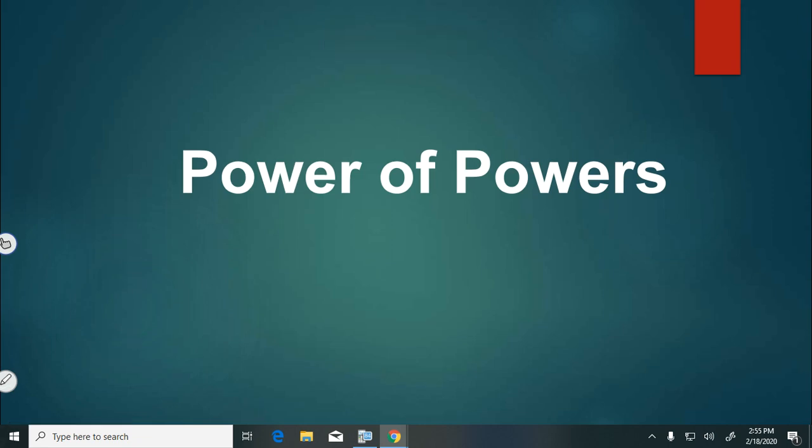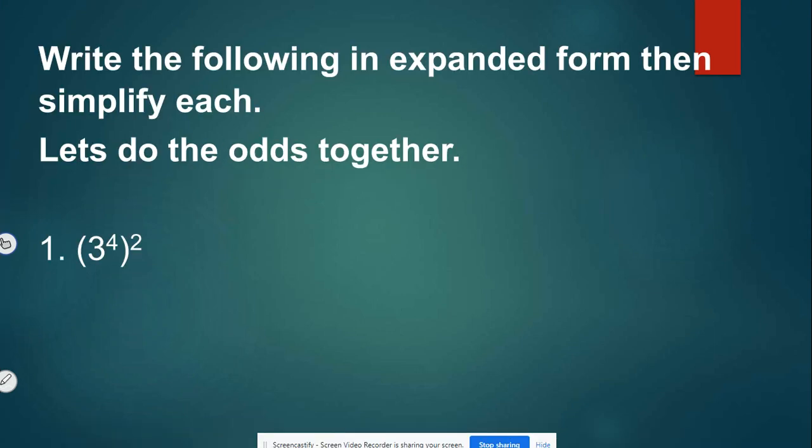Hey guys, today we're looking at the power of power rules. So we're raising a power to a power, or an exponent to an exponent, and we're going to come up with a simpler way to do it. Write the following in expanded form, then simplify each.